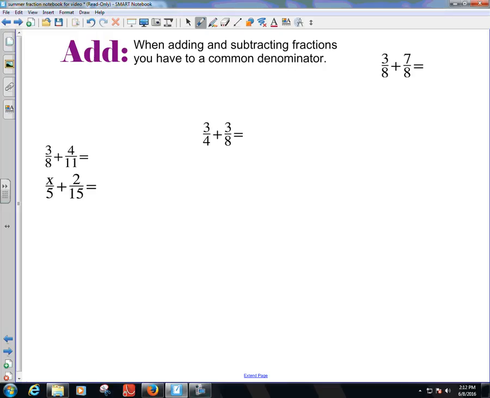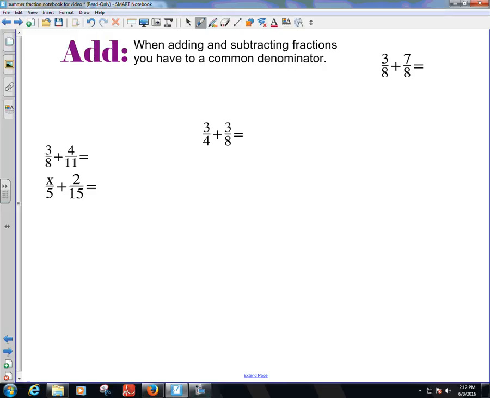Well, remember, this is algebra, so I can't do anything to one side of the equal sign that I'm not doing to the other. And right now I don't have anything on the other side of the equal sign. I'm trying to figure out what goes on the other side of the equal sign. So I can do something to 3 over 4 to make it over 8.